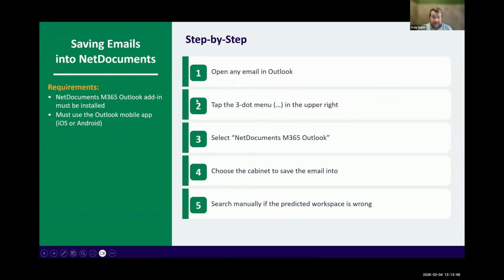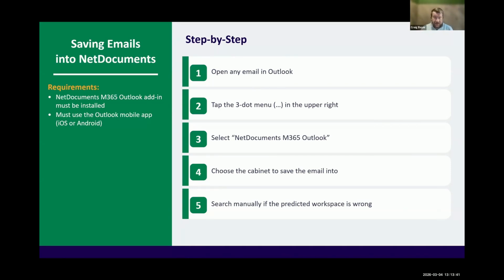All right, saving emails into NetDocs. This is where we need the M365 Outlook add-in to be installed. Now, I've always had firms install this when we go live with NetDocs so they can save emails from their smartphone. Also, so they can use Outlook in the new version of Outlook, Outlook for Mac, or Outlook Web Access. You also must be using the Outlook app for Android or iOS.